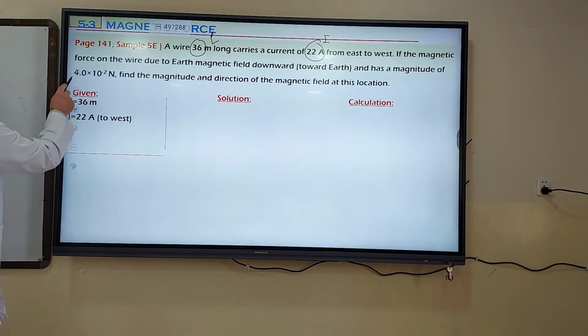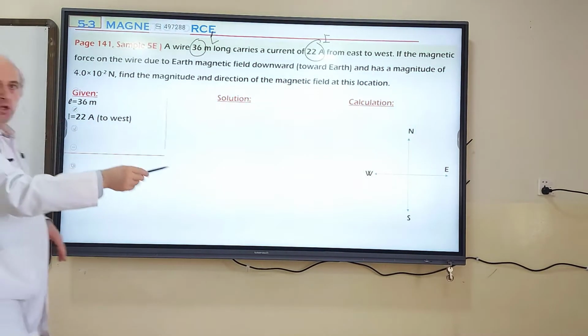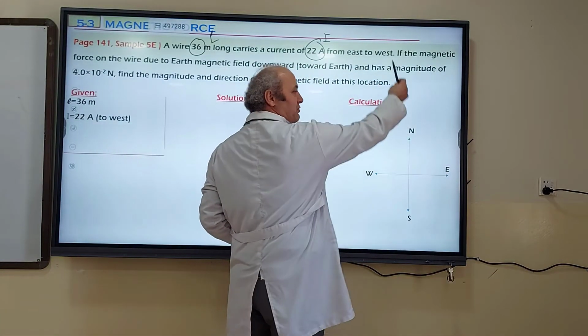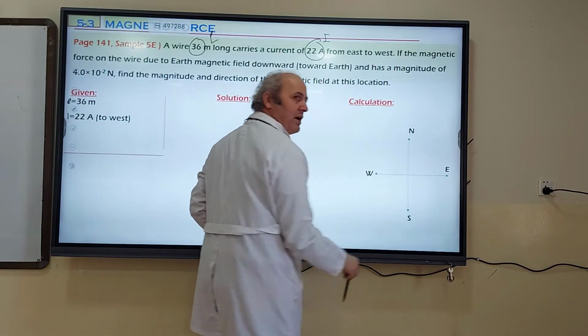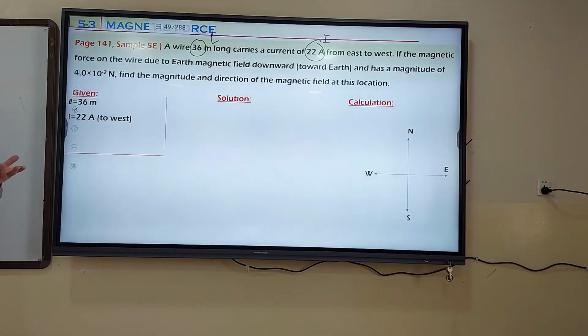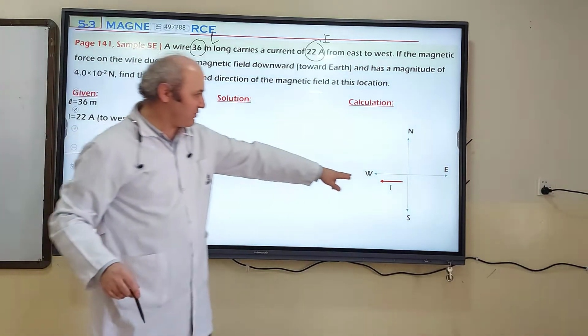So, I'm going to draw the third set. To the right of the page is east, to the left of the page is west, to the top of the page is north, to the bottom of the page is south. And now let's indicate electric current direction first. Electric current is to the west. Let's draw the arrow to the west. Is it correct? Electric current is vector showing to the west?